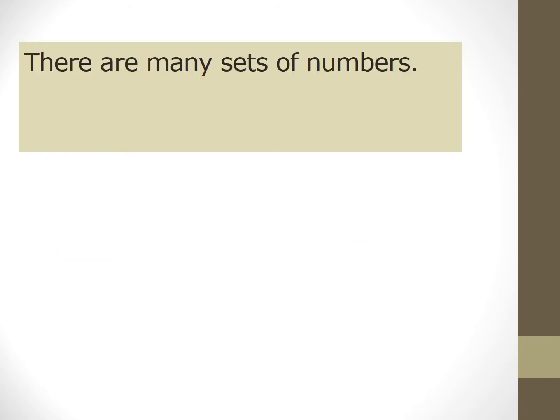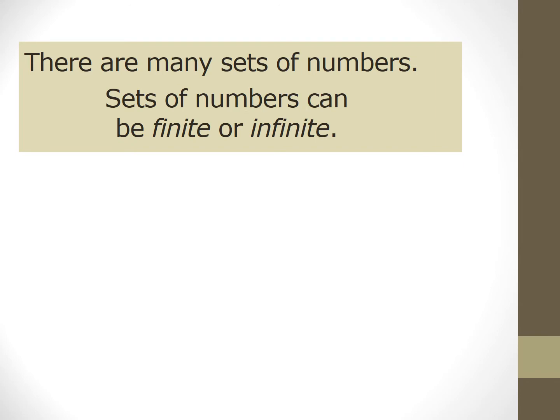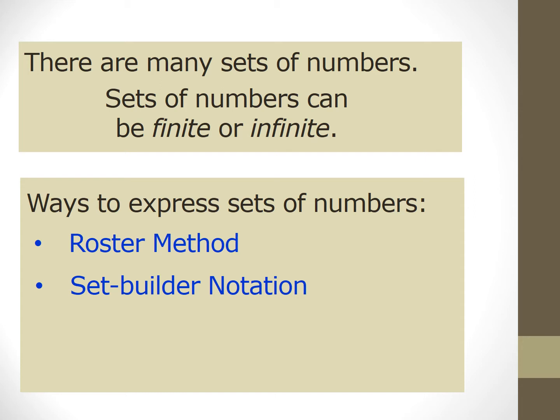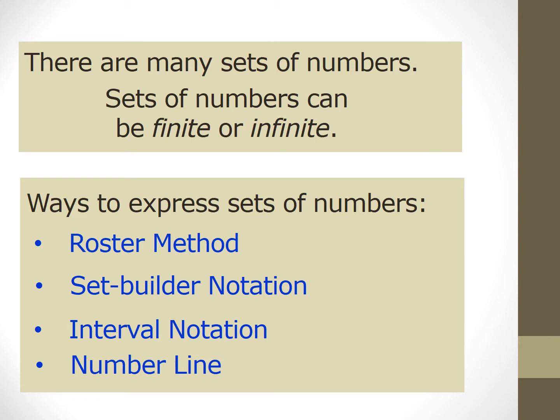Let's get started. There are many sets of numbers, and sets of numbers can be both finite or infinite, large or very small. And there are a variety of ways for us to express these sets of numbers. Four particularly we're going to talk about today, the first being the roster method. Then we're going to talk about the set builder notation, then the interval notation, and that in conjunction with a number line. So these are the four different ways that we're going to look at expressing sets and getting organized.